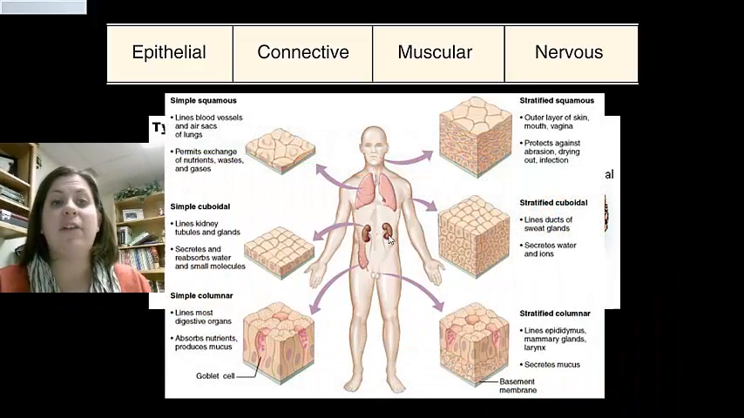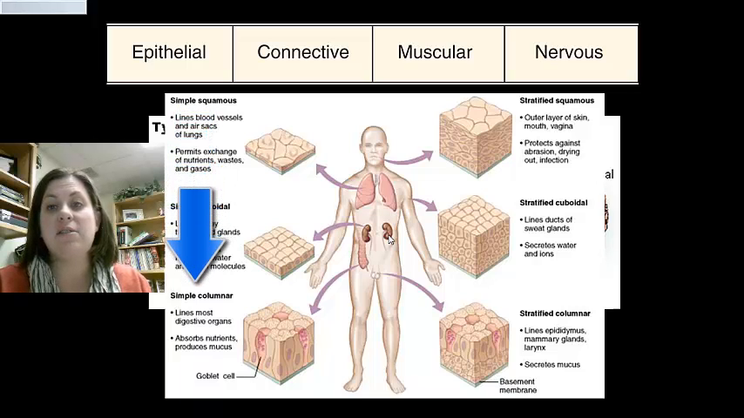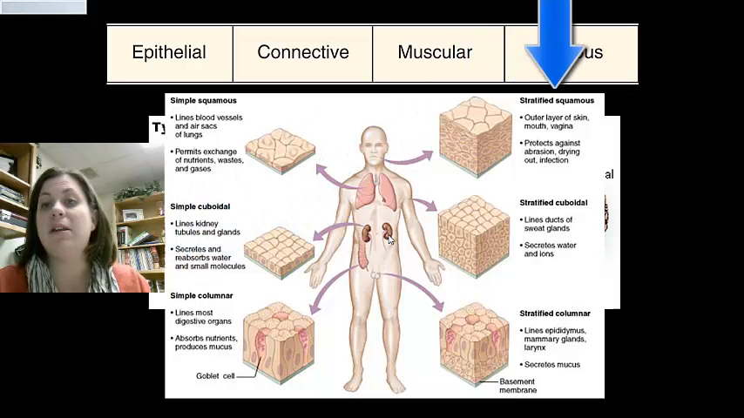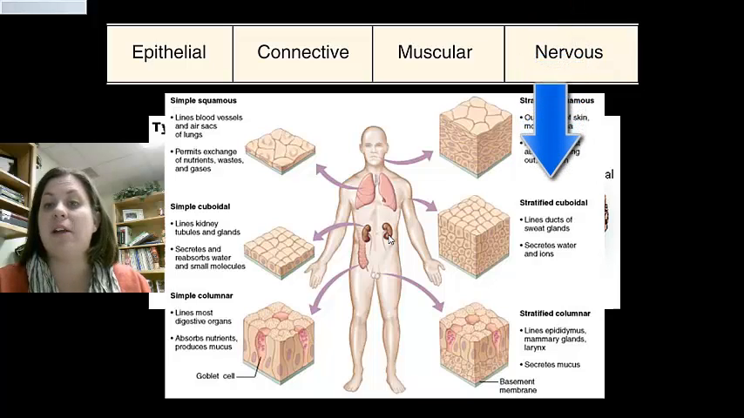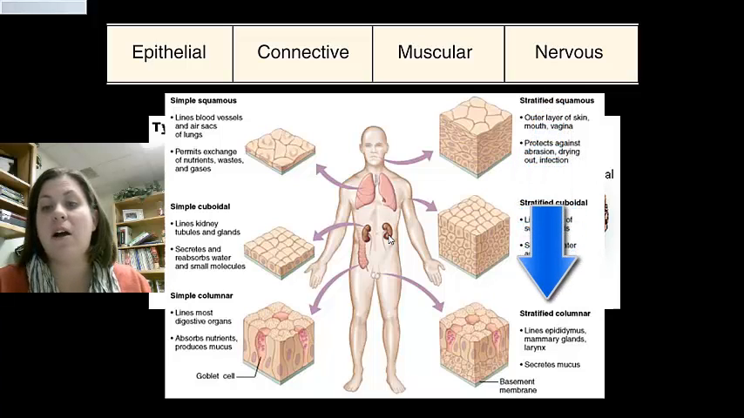Also here, guys, you can see where these are going to mostly be found. If you see the simple squamous, they line blood vessels and air sacs of the lungs. Simple cuboidal are going to line kidneys, the kidney tubules, and the glands. Simple columnar are going to line the digestive organs. So you can see in this picture where you have the different types. Stratified squamous is going to be like your skin or inside your mouth. Stratified cuboidal is going to line ducts and sweat glands. Stratified columnar is going to line the epididymis, mammary glands, larynx. Larynx is going to be here. Okay, so these are going to have just different locations based on also their structure and their shape.